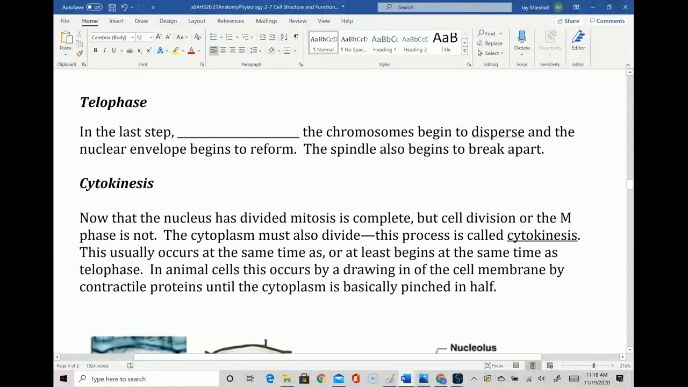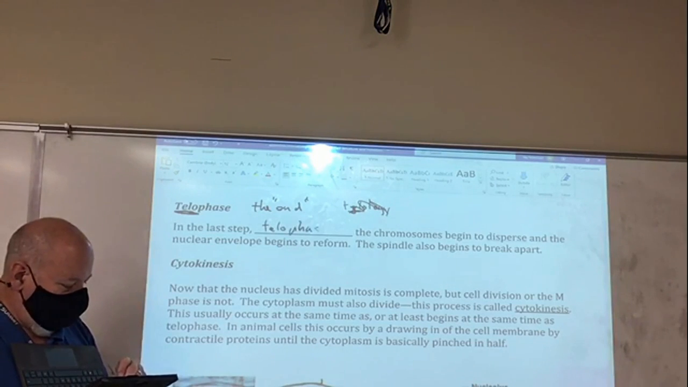And then finally, we get telophase. The word telo means the end. Okay? Literally in Greek, it means the end of times. So a discussion of the end times is telology. The study of the end times is telology. But the word telo means the end. Okay? So the last step in the nucleus splitting is telophase.